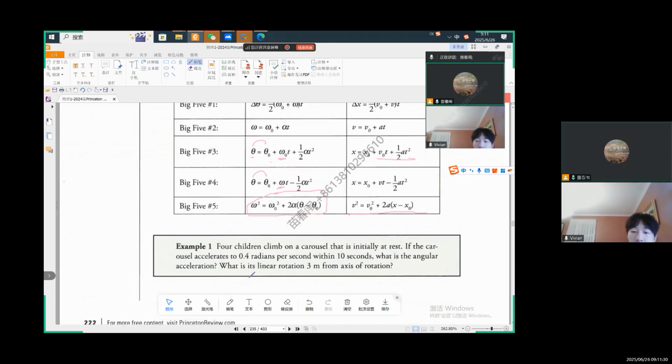Let's do example one. From rest it accelerates to 0.4 radians per second in 10 seconds. What is the angular acceleration? What is its linear rotation?